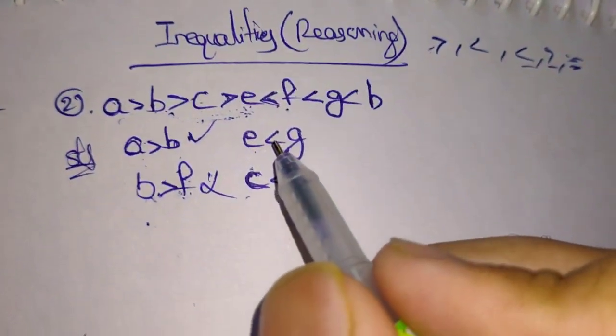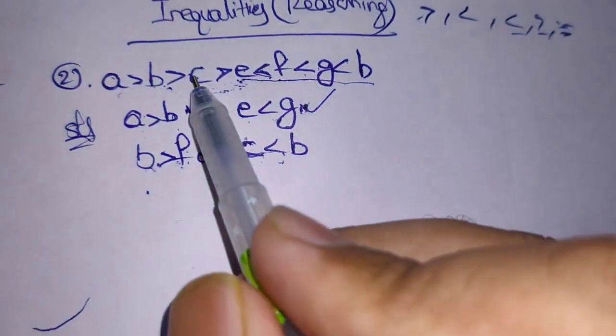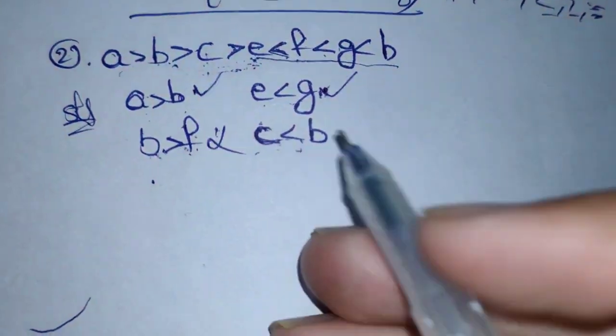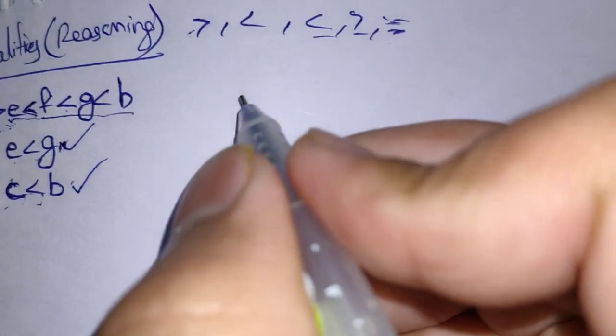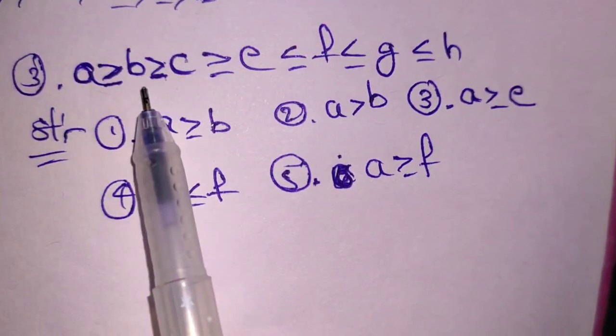So we will see the next statement: c is less than b. Here you can see b is greater than c. If b is greater than c, then c must be less than b, so it is a true statement. We will move to the next question and next rule. Here is our next question.